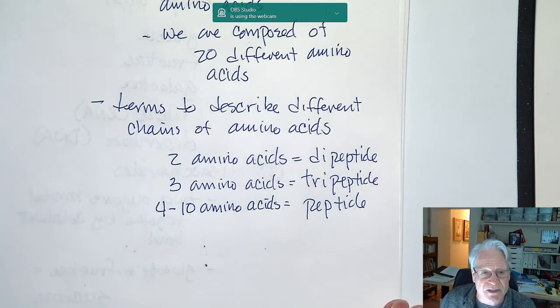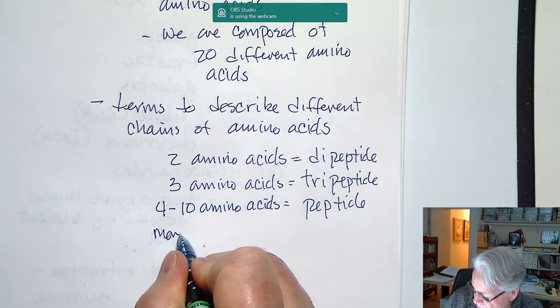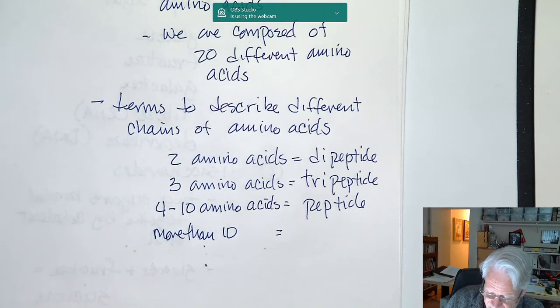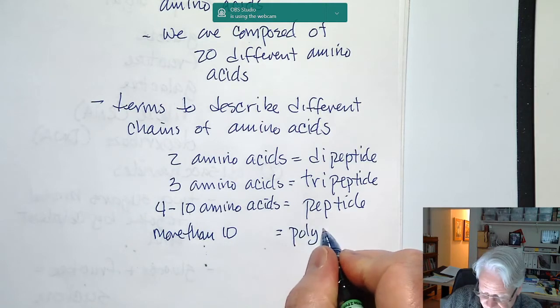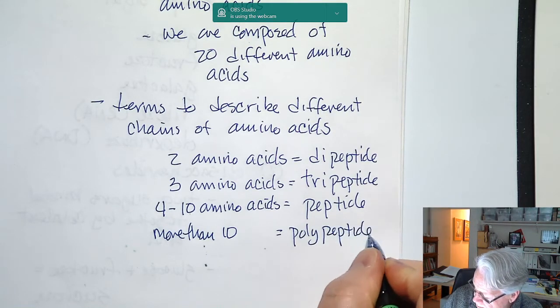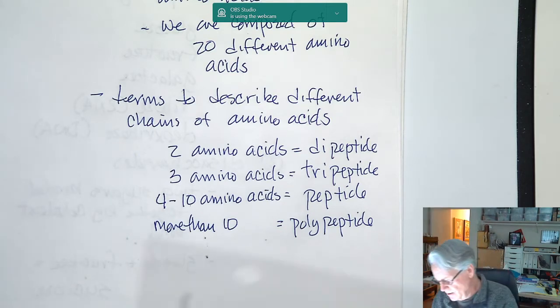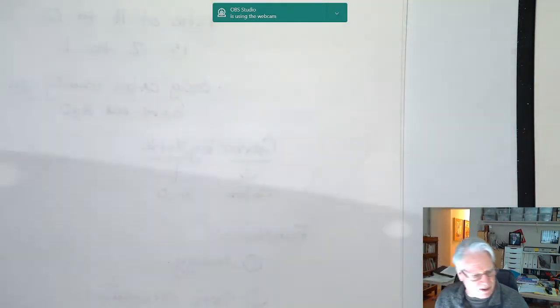So a chain, a protein chain of 4 to 10 amino acids is referred to as a peptide. And more than 10 amino acids is a polypeptide. So more than 10 amino acids and we have a polypeptide. So why all this peptide talk? The answer to that is that amino acids are held together by a very special type of bond called a peptide bond. Let's take a look at an example of what I'm talking about here.